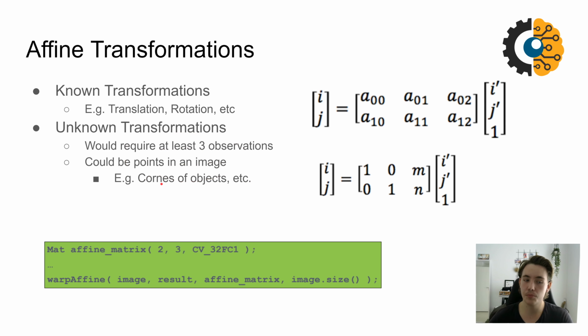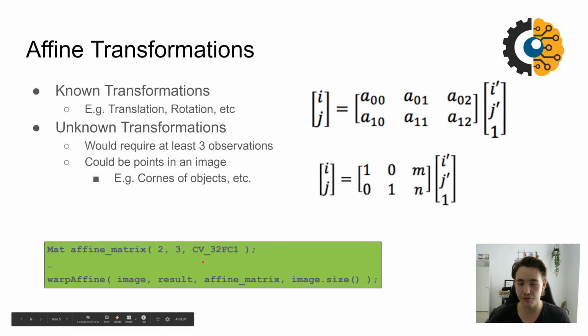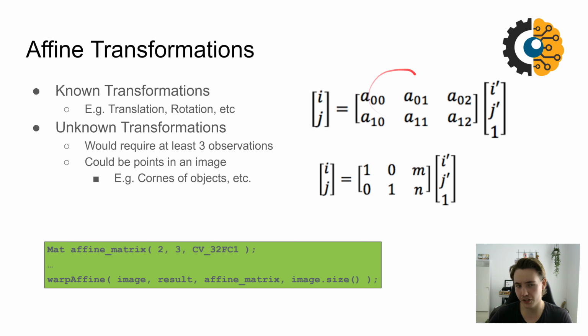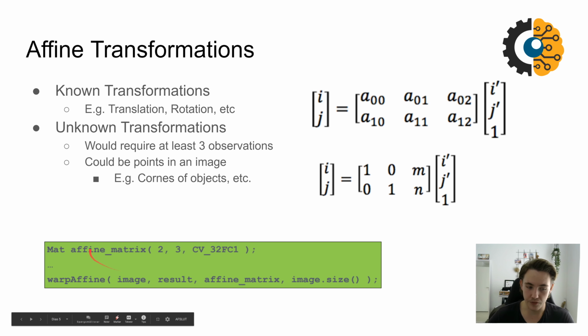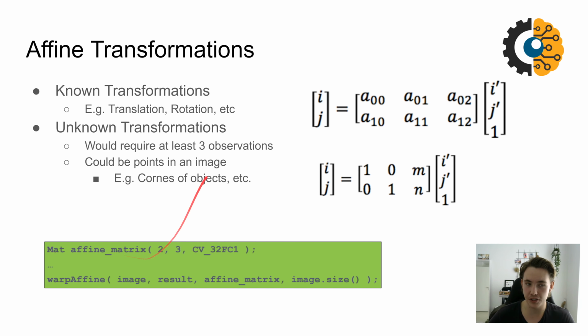So it could be points in an image, like coordinates of objects and so on, and then we can use a function in OpenCV that will find the coefficients for this transformation matrix, and then we can apply that transformation matrix to our image. We do this down here in OpenCV, where we first need to have our affine transformation matrix, which is this matrix up here, and then we need to give it the points that we want to apply to our affine matrix.